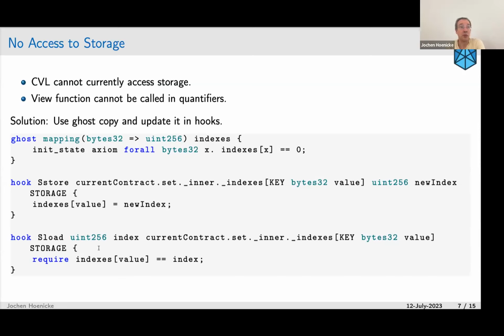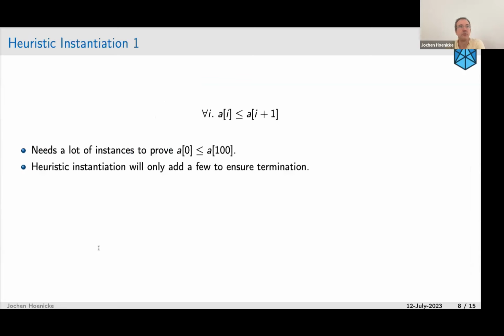And after you wrote this hook, you can use the ghost state in your quantifiers. The other problem with quantifiers is that the prover only has heuristic instantiations, and it may not be sufficient. So for example, if we have some quantified formula that states that A[i] is smaller or equal A[i+1], so the array A is sorted, then with this quantifier, you could in principle prove that A[0] is smaller or equal than A[100].